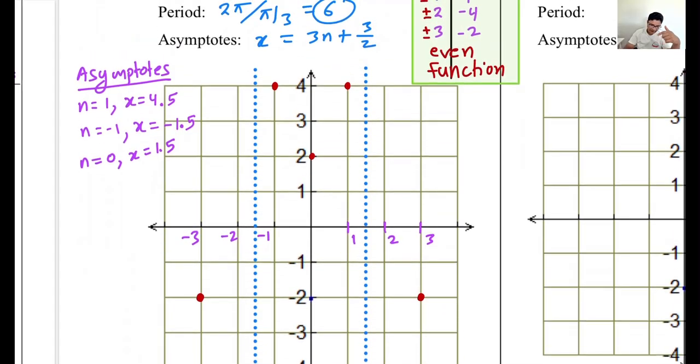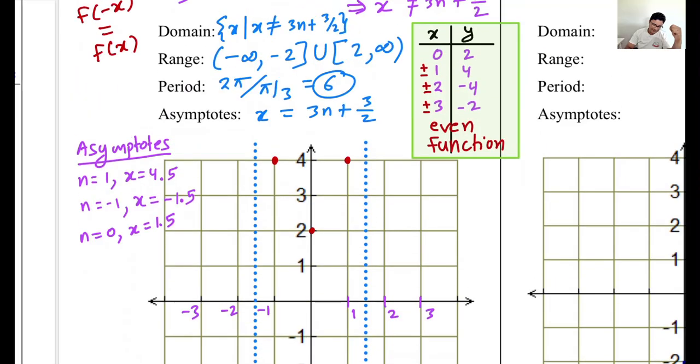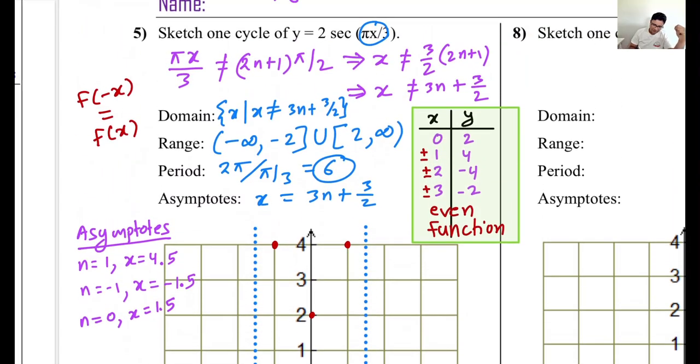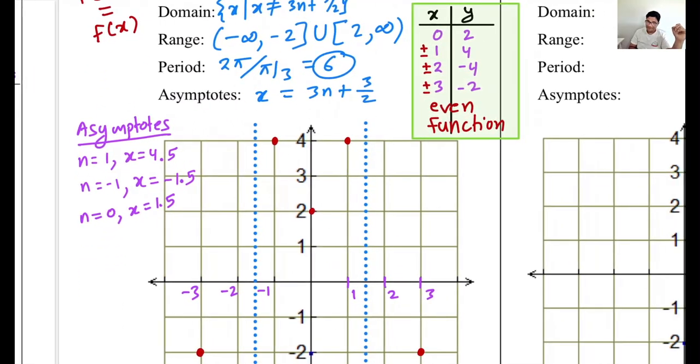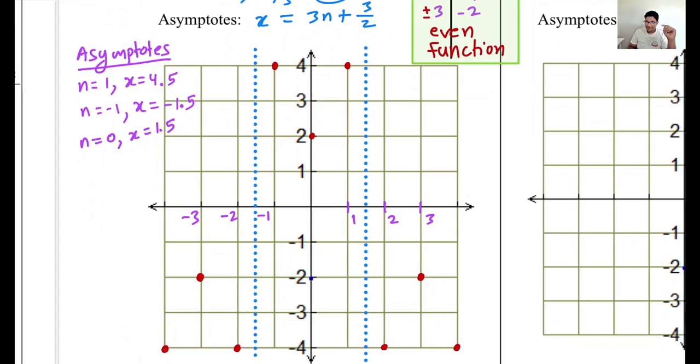And then I also looked at asymptotes. Our formula was that asymptotes occur at 3n plus 3 over 2, right? So you choose some small values of n. I took 1 first, I got 4.5, but that 4.5 is beyond our graph here. Then I took -1 and I found -1.5, which is on the left side. You can see the asymptote. Those dotted lines will be the asymptotes.